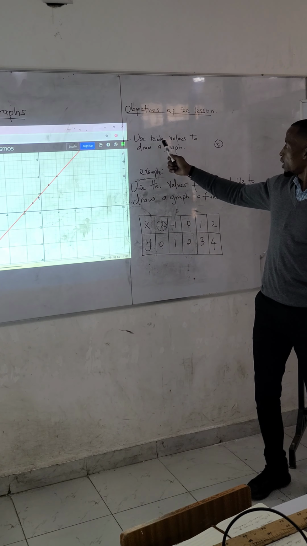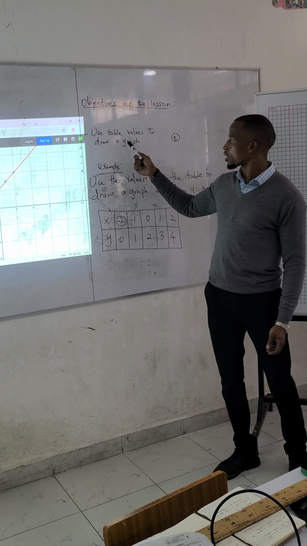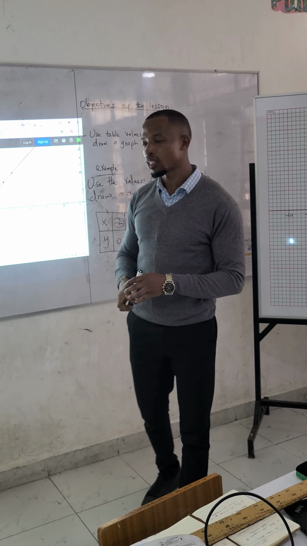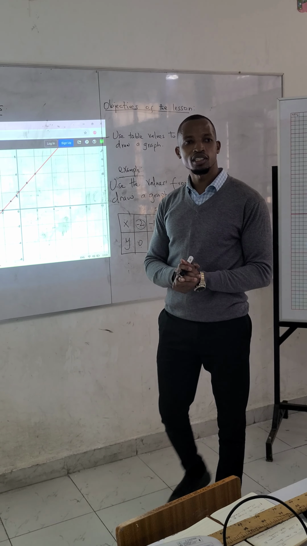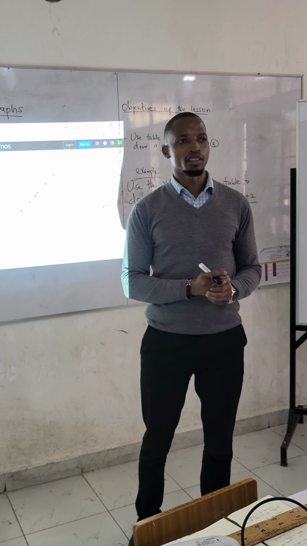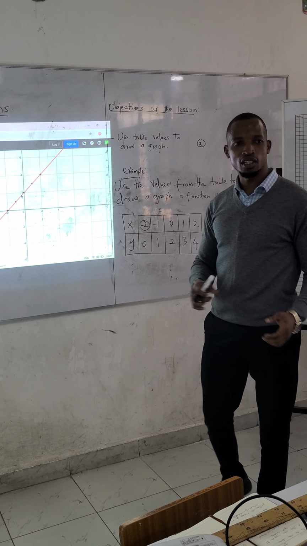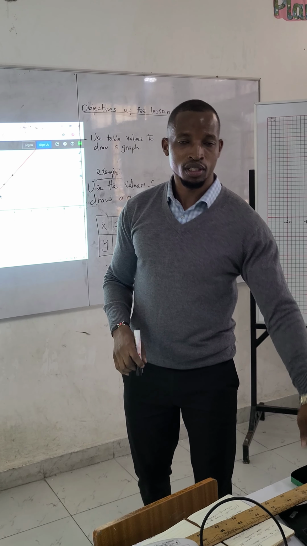Now, remember our lesson was to use the table to draw a graph. Is there anybody who doesn't understand how to use values from the table to draw a graph? Anybody? Okay, thank you. So if that is well understood, I want to go around to check if you have done it correctly in your groups. Thank you.